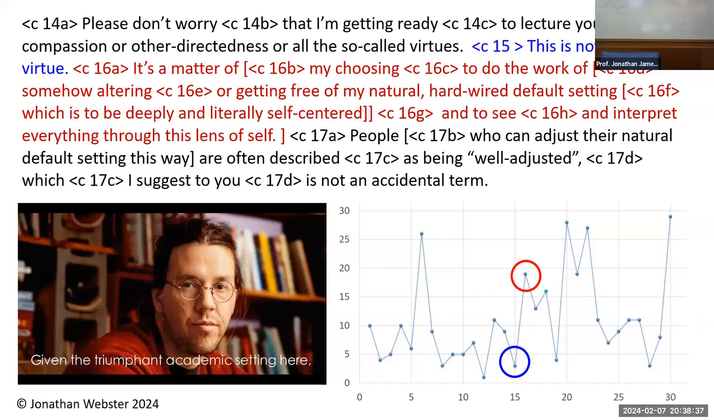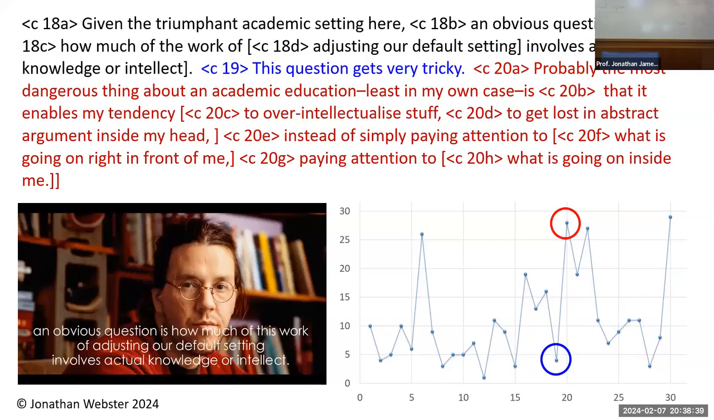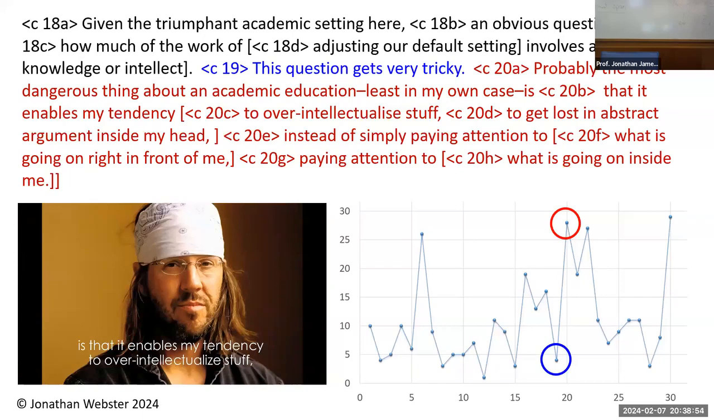Given the triumphant academic setting here, an obvious question is how much of this work of adjusting our default setting involves actual knowledge or intellect. This question gets very tricky. Probably the most dangerous thing about an academic education, at least in my own case, is that it enables my tendency to over-intellectualize stuff, to get lost in abstract arguments inside my head, instead of simply paying attention to what's going on right in front of me, paying attention to what is going on inside me.